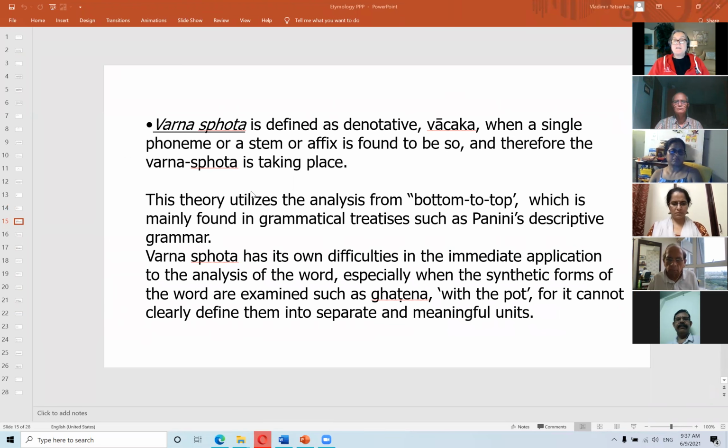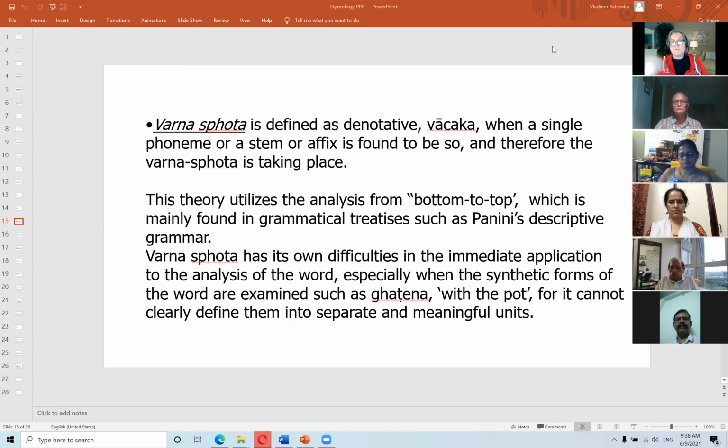Varna Sphota is defined as denotative, vachaka, when a single phoneme or a stem or affix is found to be so, and therefore the Varna Sphota is taking place. So look, they are taking Varna Sphota as grammatical significance of suffixes, affixes, elements which are building the phoneme or the morpheme, sorry, the pada, the word. So this theory utilizes the analysis from bottom to top. We never think in those ways, from the bottom, from the sounds we choose to the top of the meaning, which is mainly found in grammatical treatises such as Panini's descriptive grammar.